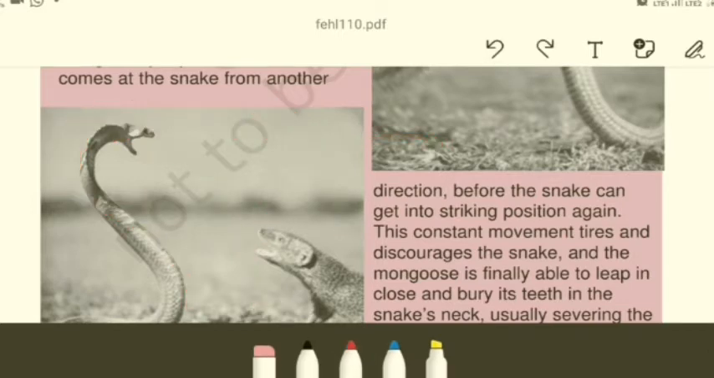The snake will continuously try to strike, the mongoose will continuously try to dodge the strike, and in doing so the snake will get completely exhausted and tired. By taking advantage of that situation, the mongoose will strike it continuously and strike it hard, thereby defeating and killing the snake. Okay.